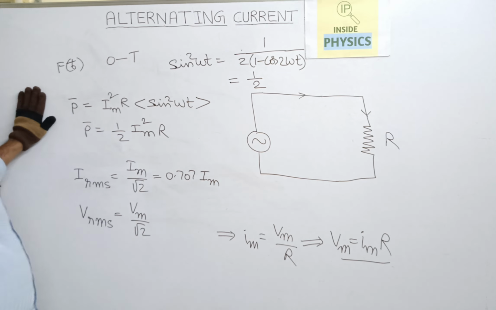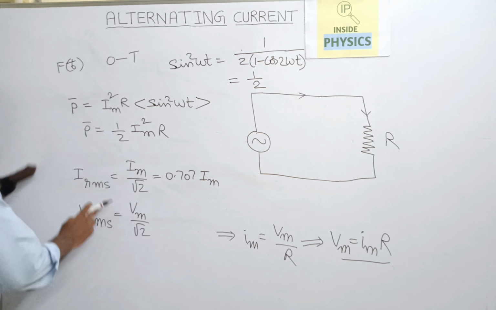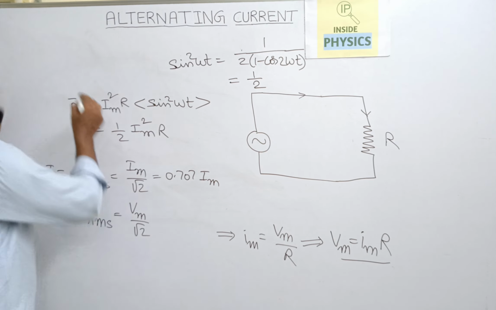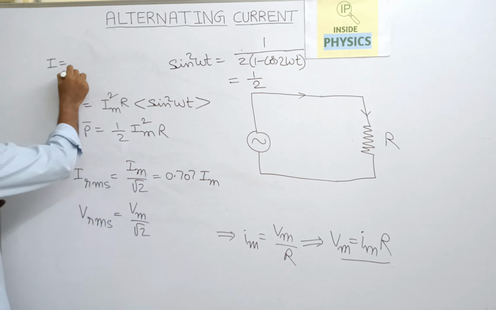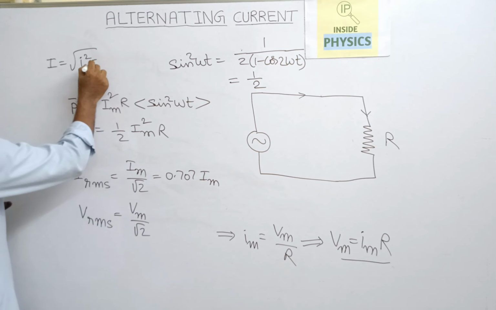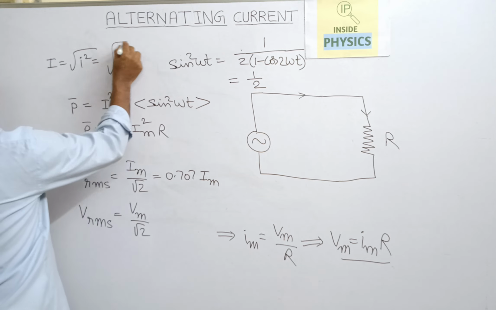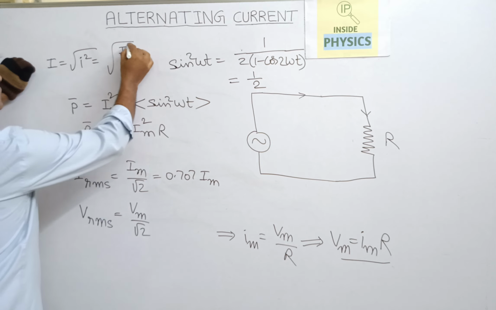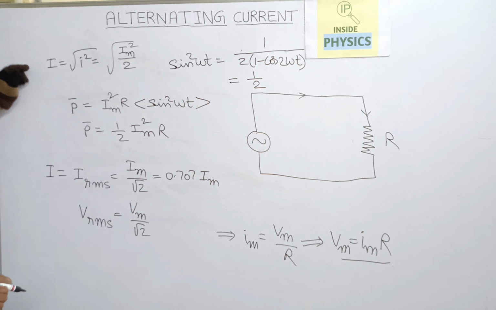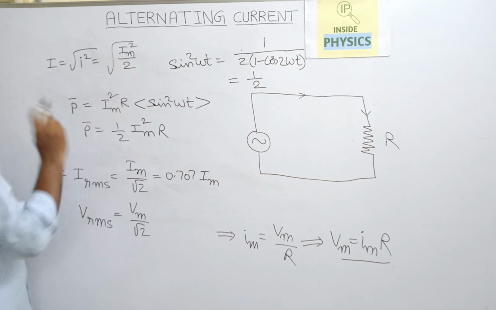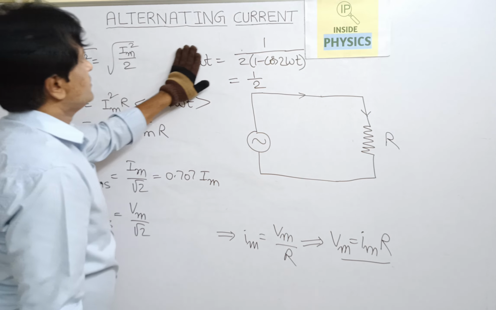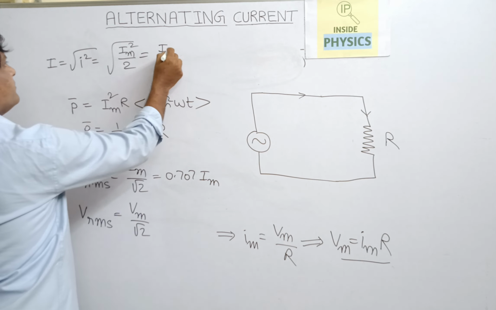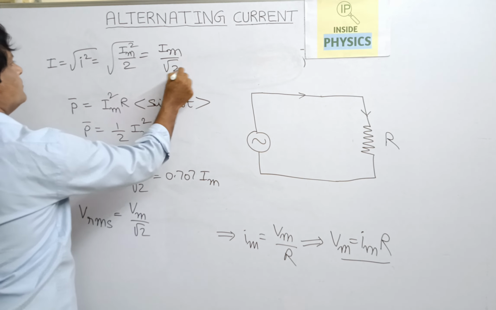So how do we get this I RMS? It is also represented by I. I is equal to the root of I square, that means the root of I m square by 2, root mean square. So this comes to I m by root 2.